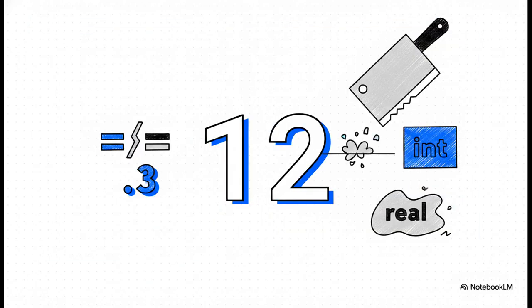Yeah, our program outputs exactly 12. It doesn't round down. It literally just truncates it. It takes a meat cleaver to the decimal portion and completely chops it off. C++ integer division is incredibly strict. It only produces integer results. If you actually wanted that precise 12.3, you simply cannot use an int. You need a real number data type, which we'll actually get into in just a bit.